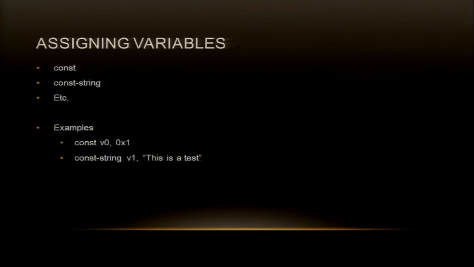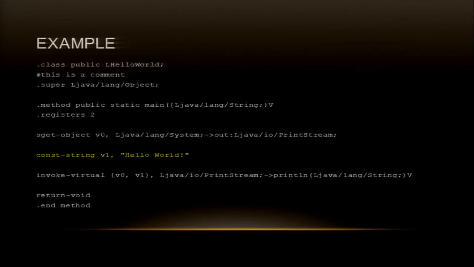Assigning variables. We'll start with const. There's const-string, and there's const-wide. You'll see the examples here. So const v0, 0x1, so it's all in hex. That will assign the value of 1 to the variable v0. If we were doing a string, const-string v1, and then the string after a comma. In the hello world, you'll see that v1 is assigned hello world.